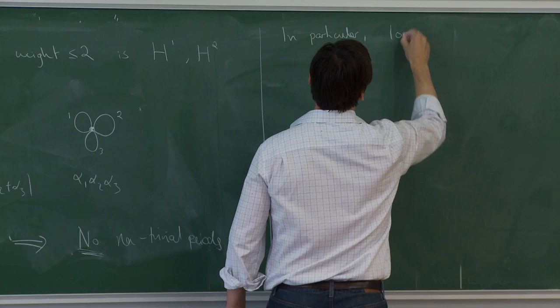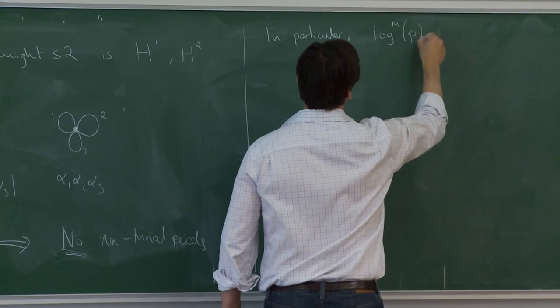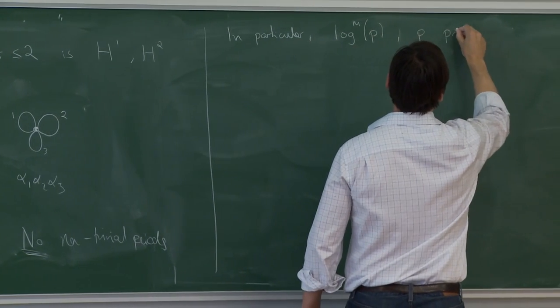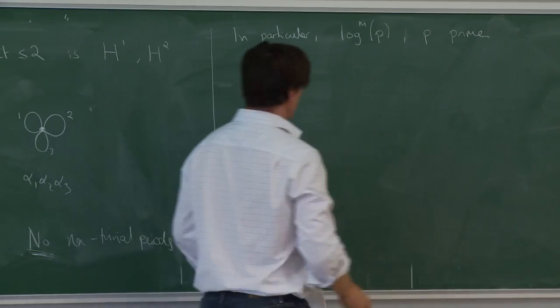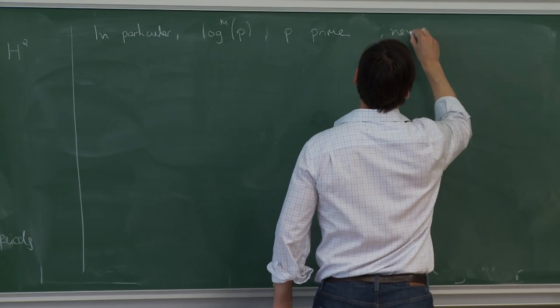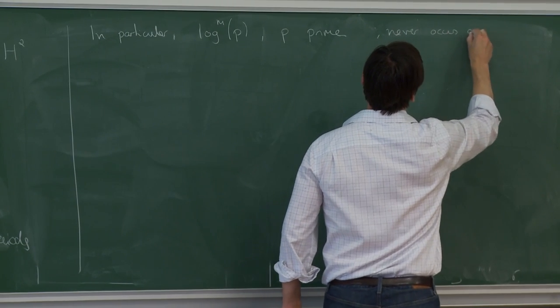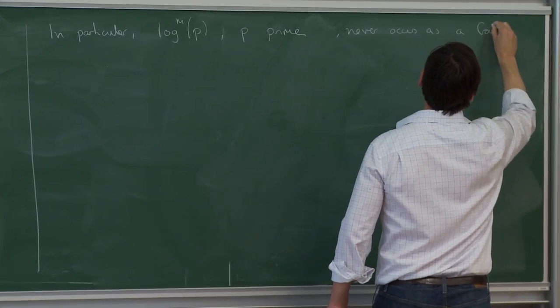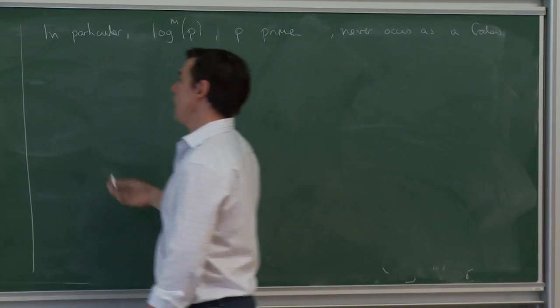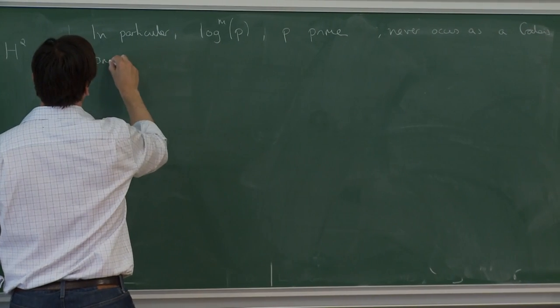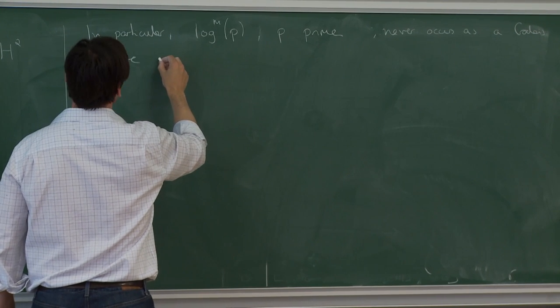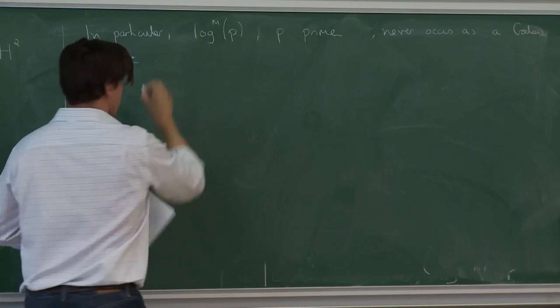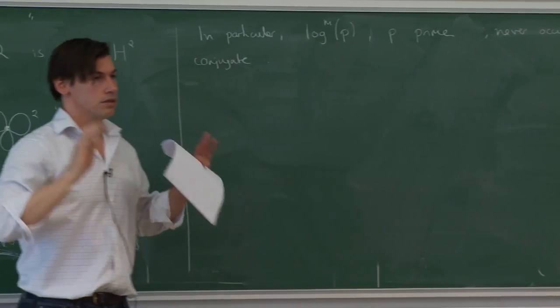We certainly get no log p for p a prime. And in particular, we get no log 2. So it never occurs as a Galois conjugate at any loop order in the entire perturbative expansion. Sorry? For all kind of path with no restriction.